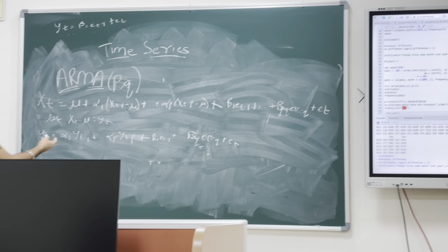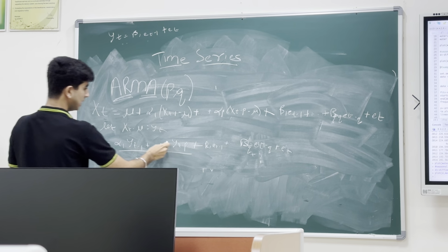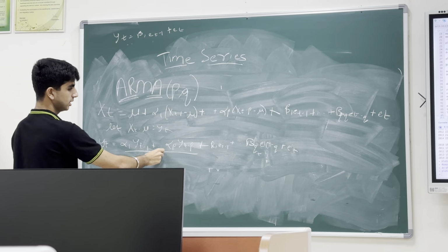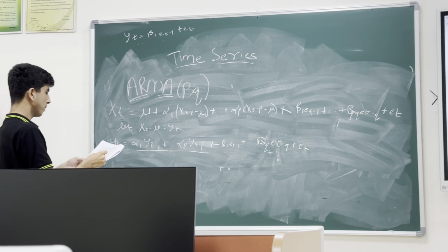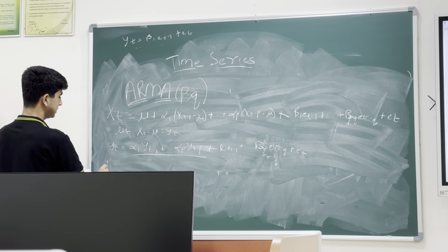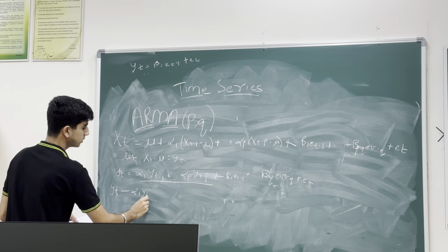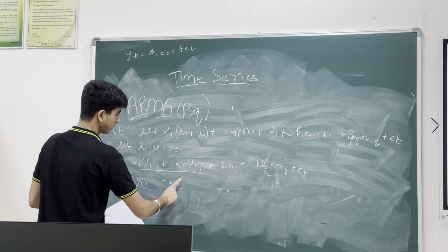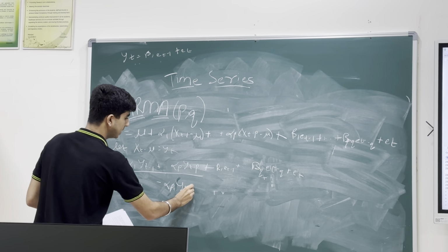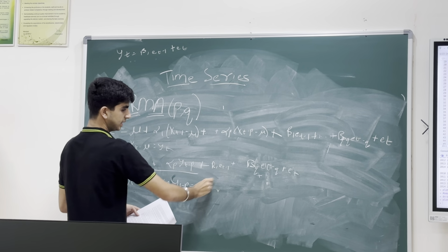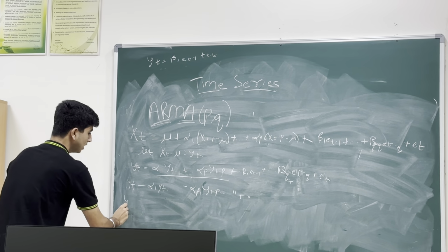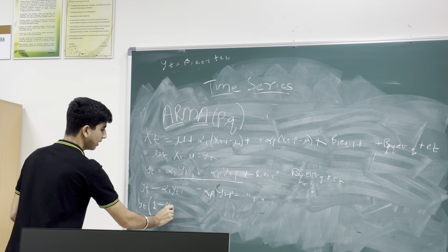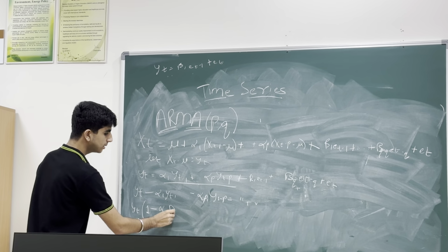And now if I take all these terms to the left hand side, it becomes yt minus alpha 1 times yt minus 1 minus up to alpha p times yt minus p is equal to, and this as it is. So now I take yt constant. This becomes 1 minus alpha 1 times, I'll write this symbol B.